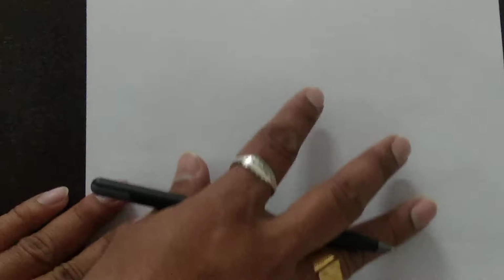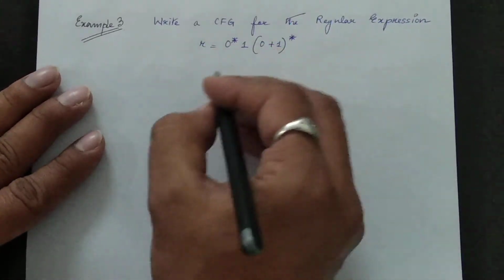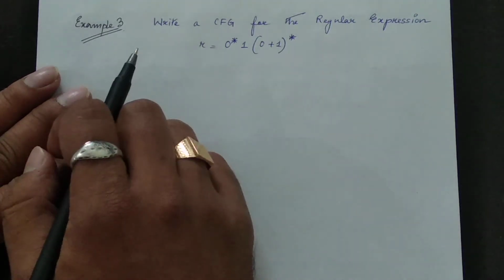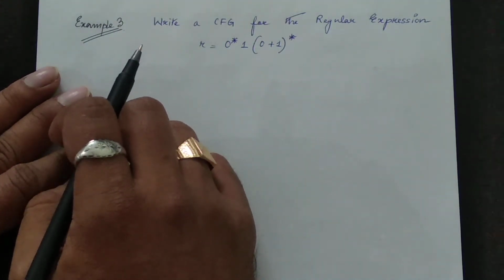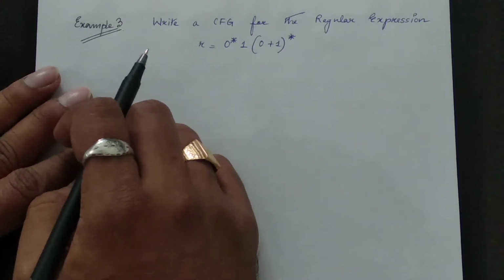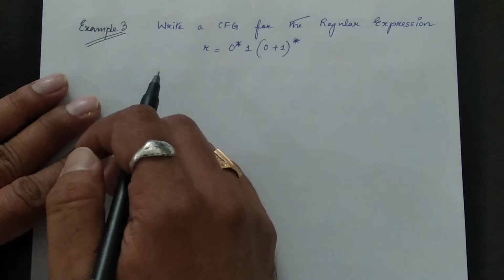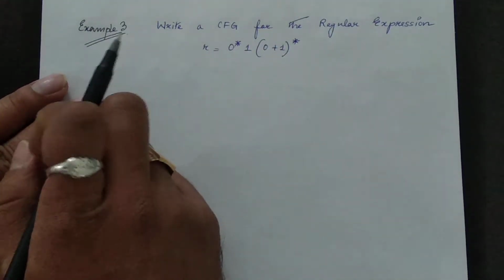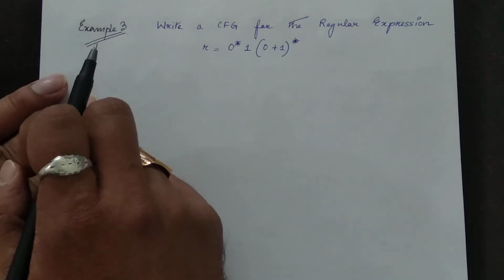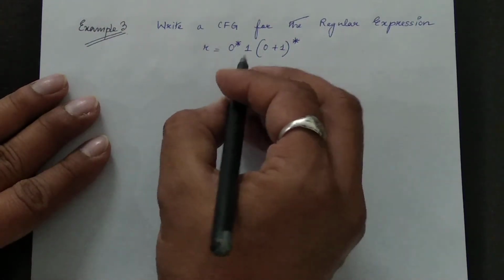So let me take an example. The question is already there. The question is this: write a CFG from the regular expression 0 star 1 (0 plus 1) whole to the power star. So this is one kind of example that I have given to you, and I will also ask you to pause the video and try on your own. And for trying on your own, definitely I will give you a hint.